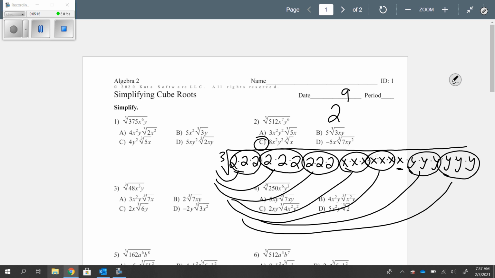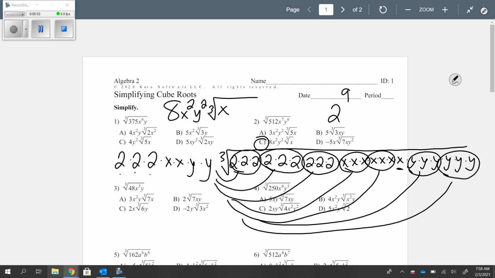All right, so outside here is one trio of two, another trio of two, and another trio of two, times one trio of x times another trio of x, times a trio of y times another trio of y. Okay? From there, let's combine that all. 2 times 2 is 4. 4 times 2 is 8. So 8, and then x squared, y squared, and then the cube root of x. And we see that is C.